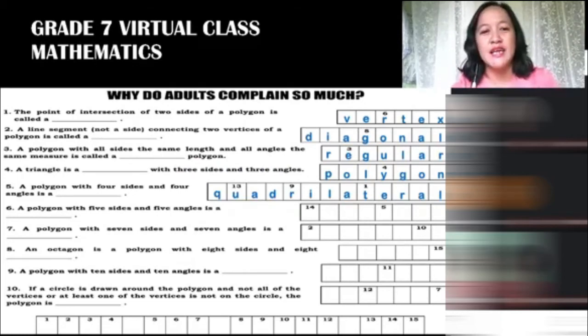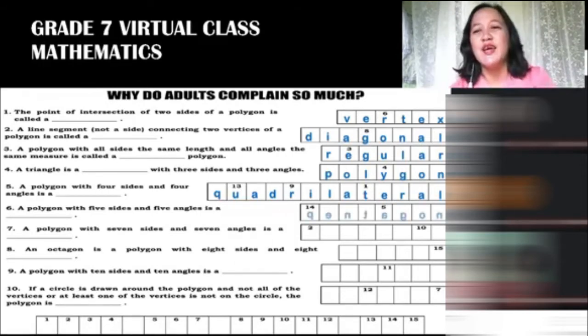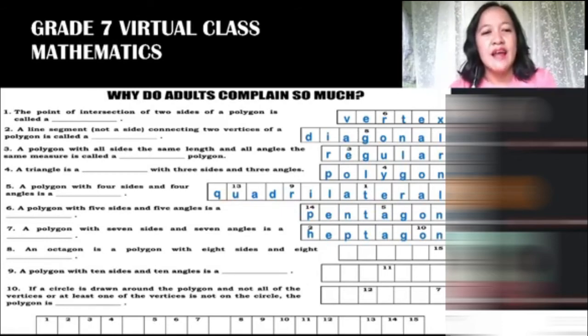Polygon with 5 sides and 5 angles. Pentagon po. Is it pentagon? Do you have the same answer? Okay, pentagon. Number 7. What about if you have a polygon with 7 sides and 7 angles? What do you call that polygon? Exactly, heptagon. Number 8. An octagon is a polygon with 8 sides and 8 what?